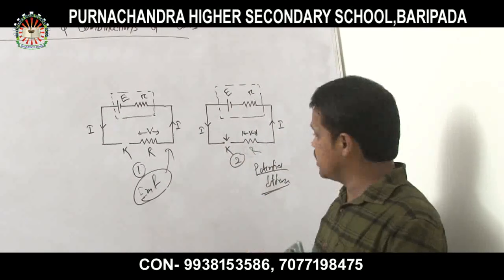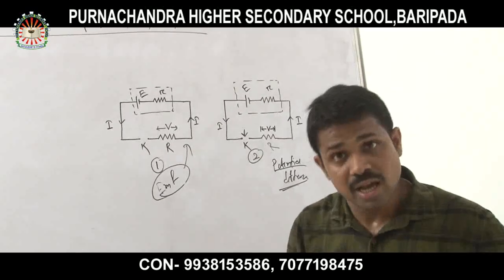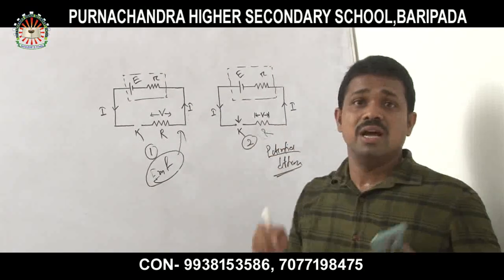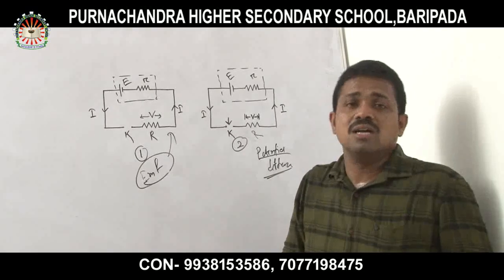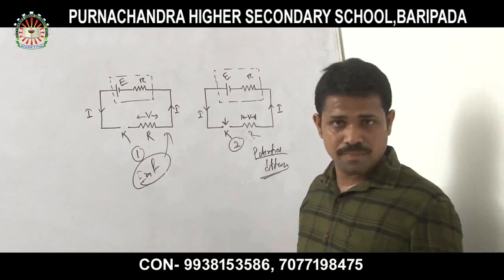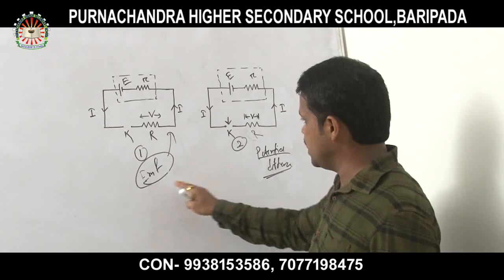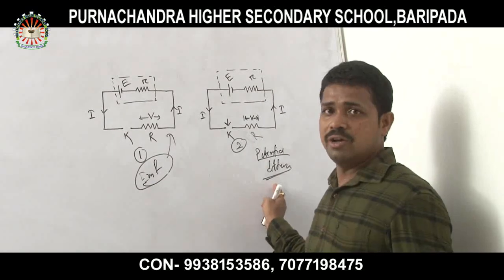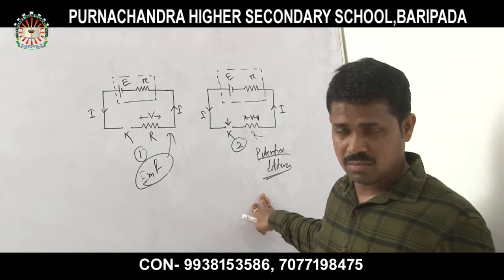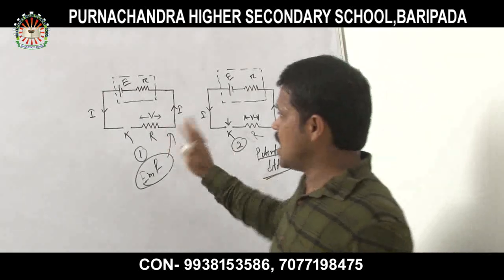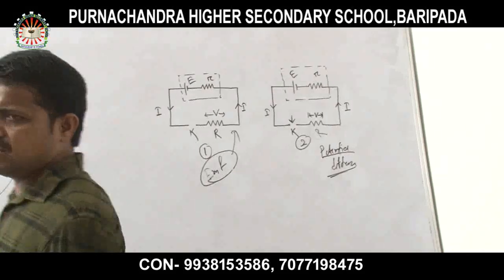If the resistance increases, the current decreases. If resistance means external resistance, and if the resistance decreases, then the current increases. Understood all of you? So this is the main difference between EMF and potential difference. Clear all of you? Okay. So now this is the main point, and internal resistance, I think all of you clear.